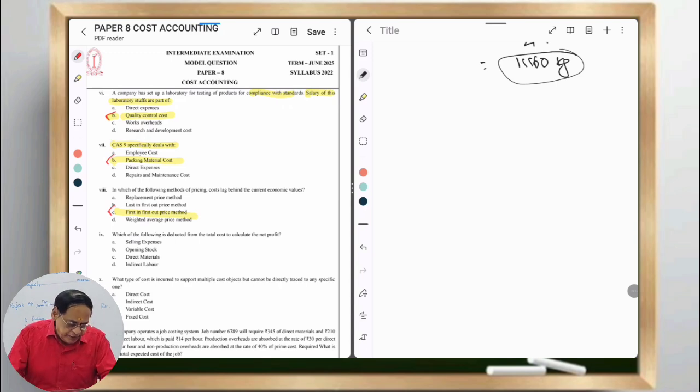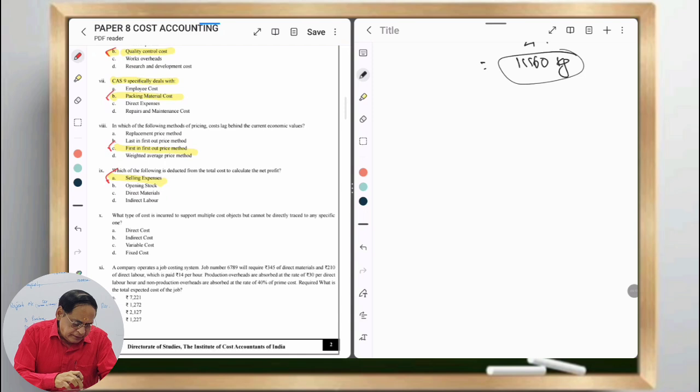And then, which of the following is deducted from the total cost to calculate the net profit? The options are selling expenses, opening stock, direct materials, indirect labor. All of us know the selling expenses. So selling expenses is to be deducted from the total cost to calculate the net profit. So answer A is the correct answer. Please make note of it.